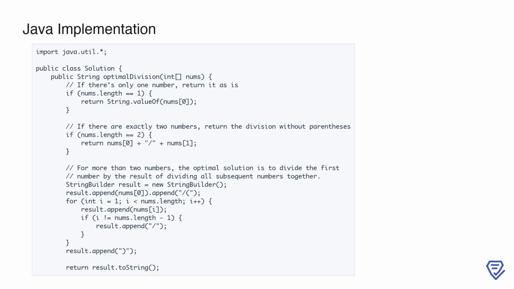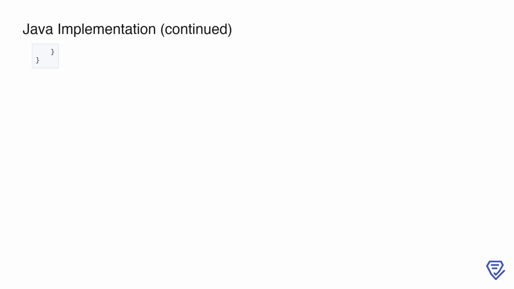For arrays with more than two numbers, the optimal way to maximize the result is to divide the first number by the result of dividing all subsequent numbers together. To achieve this, we use a string builder to construct the output string. We start by appending the first number, followed by "/(", which indicates the start of the division of the remaining numbers. We then iterate through the rest of the numbers in the array. For each number, it's appended to the result string, and if it's not the last number in the array, we also append a slash to continue the division sequence. Once all the numbers have been added, we close the parentheses to complete the expression.